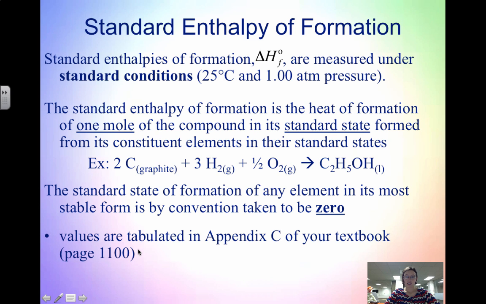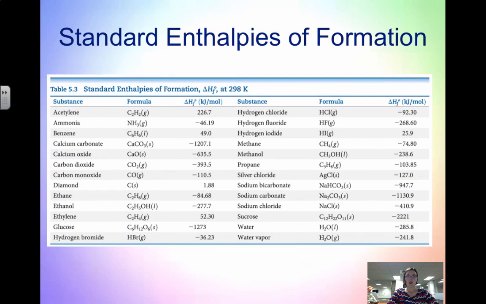These values are actually tabulated in Appendix C of your textbook, so it's page 1100. So what I would recommend doing is getting a post-it note or something and putting it in Appendix C, because you'll be using these values in class as you're practicing. One more thing with standard conditions: if you're working with solutions, standard state is 1 molar. Table 5.3 in your book shows some standard enthalpies of formation at 298 Kelvin, but again, even more of these values are given in Appendix C, so make sure you bookmark that.